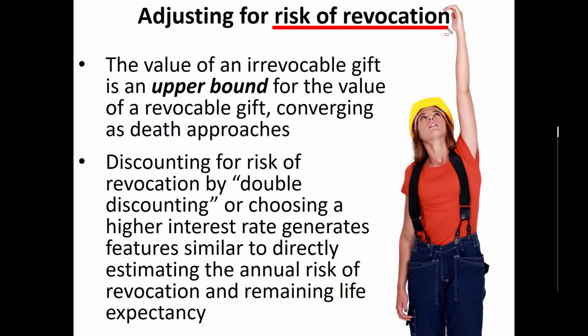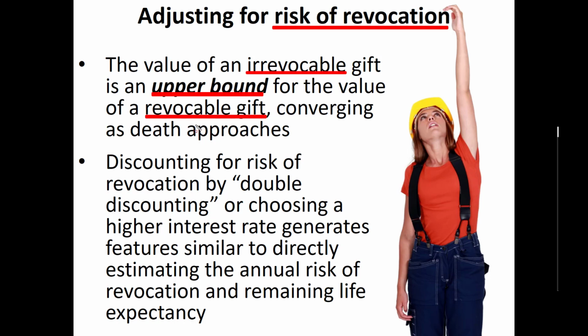All right? We know that the value of an irrevocable gift is an upper bound for the value of a revocable gift, at least if we're dealing with a fixed dollar amount. Okay? So the value of a $1 million irrevocable gift that the charity receives at the end of life is an upper bound for the value of a revocable gift that the charity receives at the end of life. So we know that the value of a revocable gift of a fixed dollar amount at the end of life can be no greater than the value of an irrevocable gift.